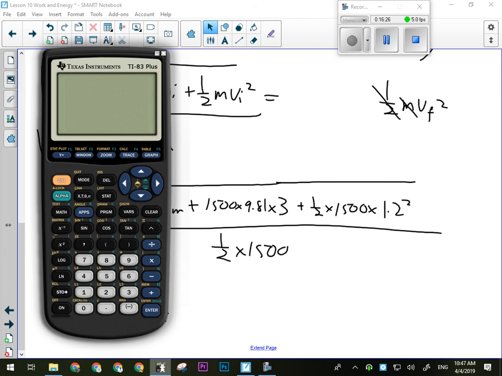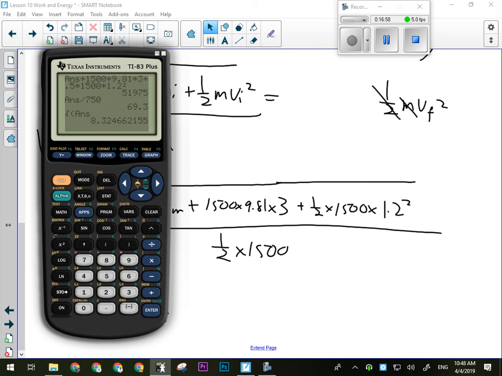All right, so we're plugging in a bunch of numbers here. 450 times 15, plus 1,500 times 9.81 times 3 plus 1/2 times 1,500 times 1.2 squared. All right, divide that by 750, because that's half of 1,500, and then square root that.